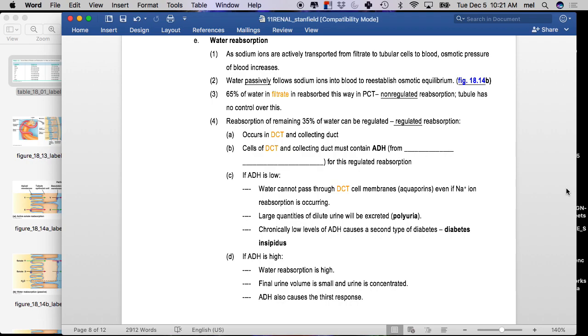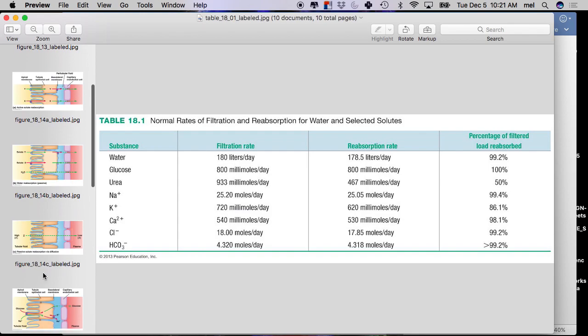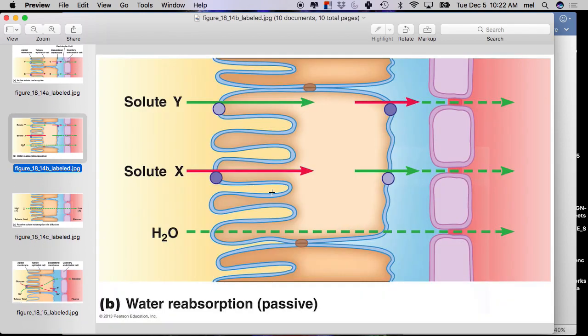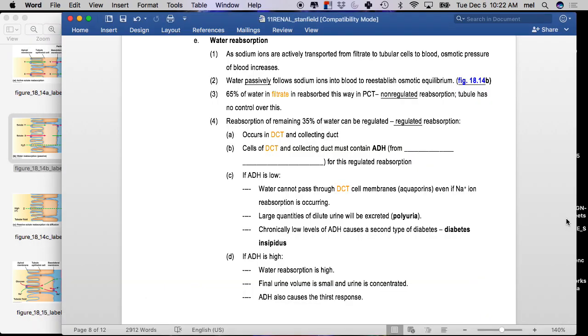You can't do that at the PCT. You've got no control over it. You can do it at the DCT primarily because of ADH. So let's put that together. Okay, so what happens with sodium reabsorption and water reabsorption is that water passively follows sodium ions into the bloodstream. So as you move solutes in, you move water in, right? But that's called non-regulated reabsorption of water. You're going to do 65% of it no matter what. But at the DCT, you can choose how much of the 35% you want to reabsorb or not. Does that make sense? Okay, so let's talk about that.